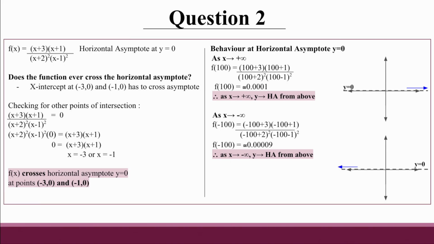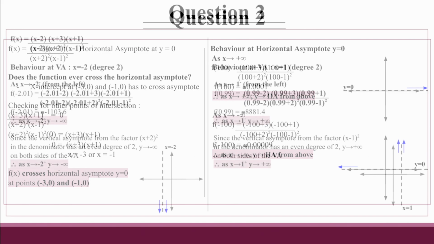F of negative 100 is approximately 0.00009, which means that as x approaches negative infinity, y approaches the horizontal asymptote from above. Given the function crosses the horizontal asymptote, it makes sense that the function approaches the horizontal asymptote from above as x approaches both positive and negative infinity.